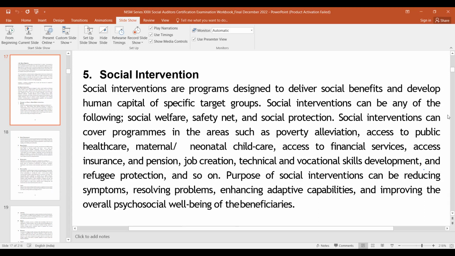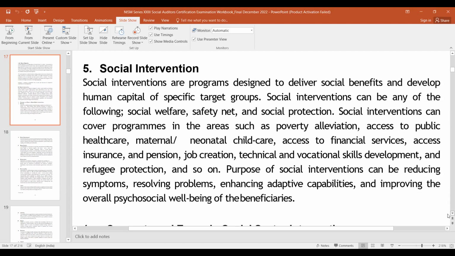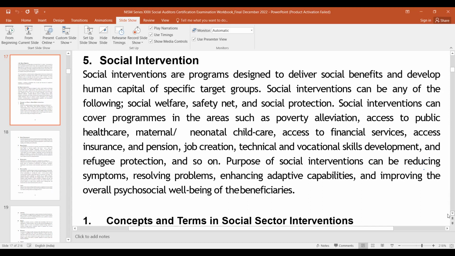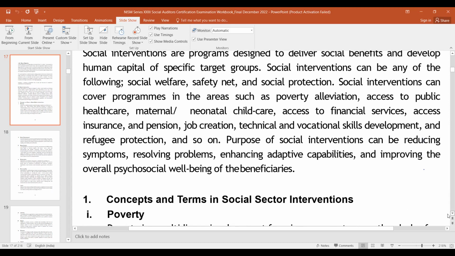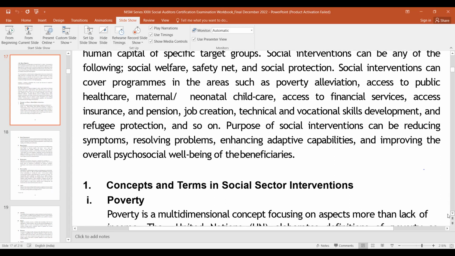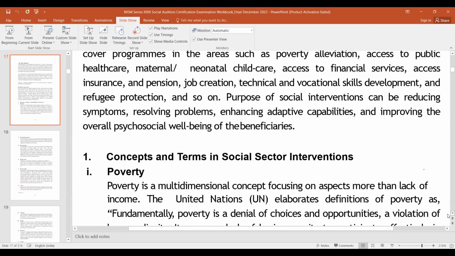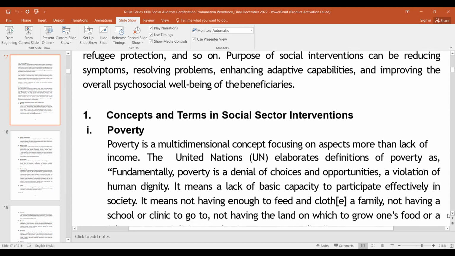तो ये है social intervention. तो यहाँ पर भी वो क्वेश्चन पूछ सकता है आपसे. He can ask what the purpose of social interventions. So purpose of social interventions can be reducing symptoms, resolving problems, enhancing adaptive capabilities, and improving the overall psychosocial well-being of the beneficiaries.